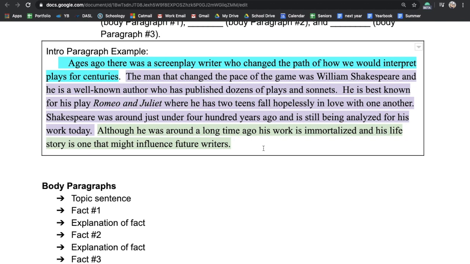So this one I have a little less specific, but you can tell from this paragraph that I'm going to talk about that he was around a long time ago. I'm going to talk about his work and his story and how it has influenced future writers. So those are the things I'm going to talk about in my specific essay.